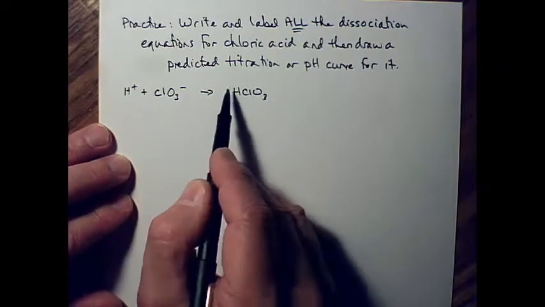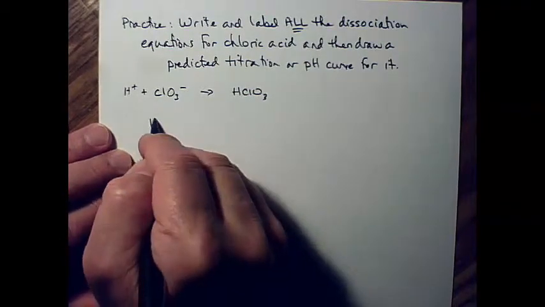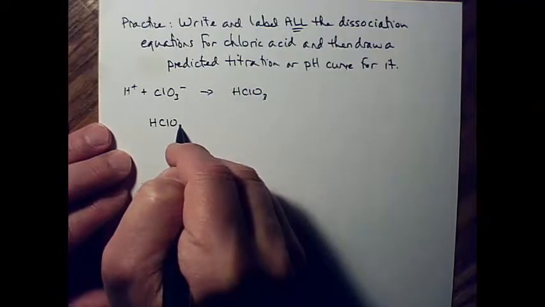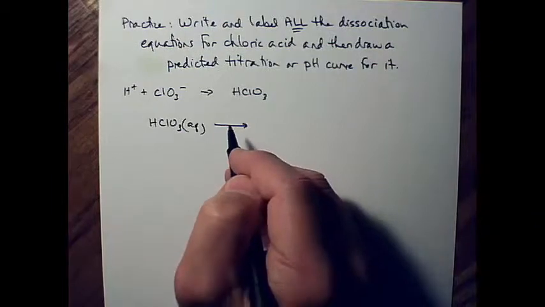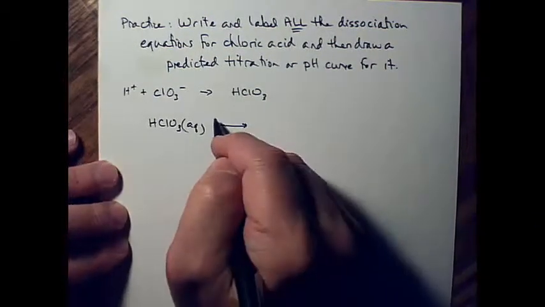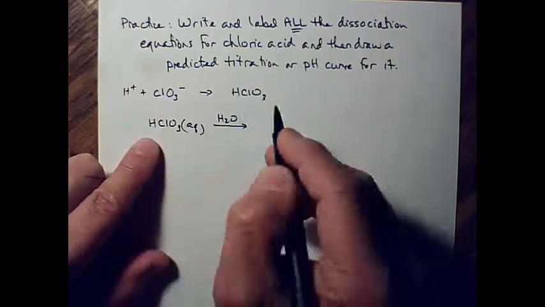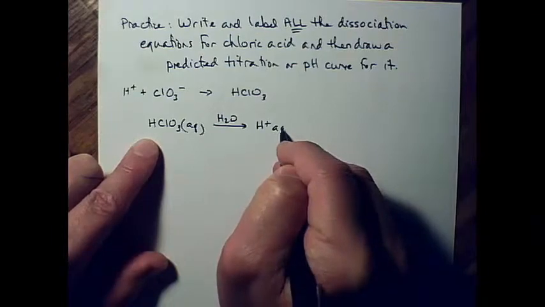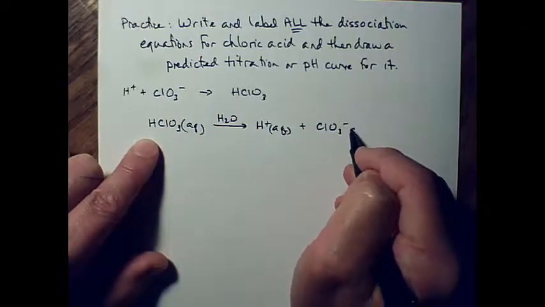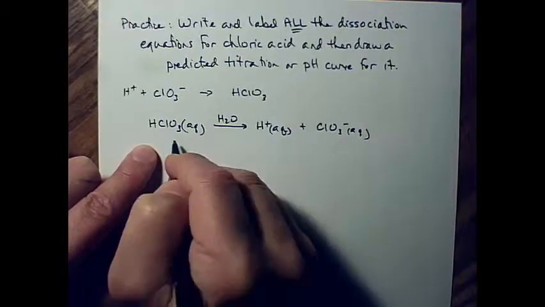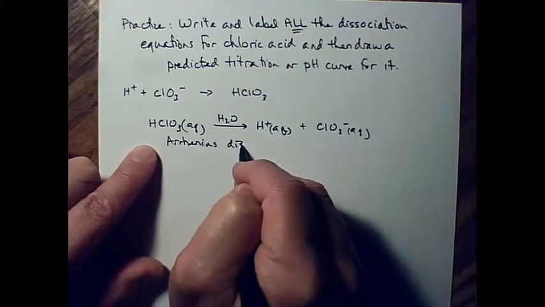So what I just did to build this formula is going to be undone when I write the dissociation equations. I'm going to start with the formula for chloric acid. And when I'm writing the dissociation equation in the Arrhenius form, I'm putting it in water, and the hydrogen ion simply comes off. So I'm undoing this. And we have a chlorate ion over here. Okay, so there's the Arrhenius dissociation.